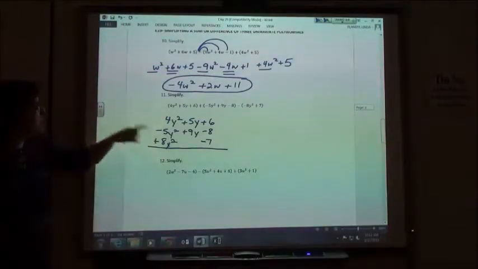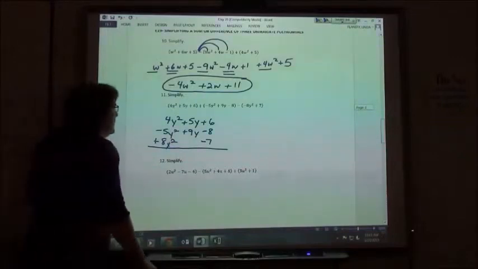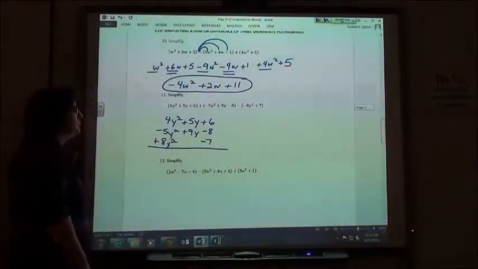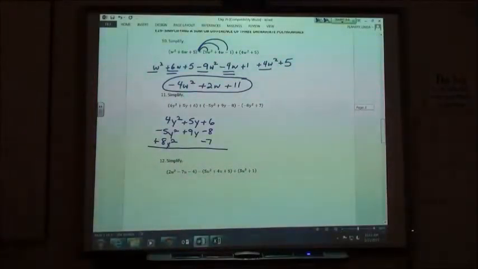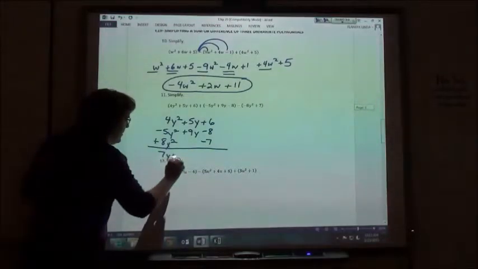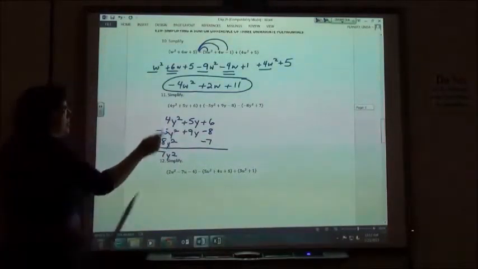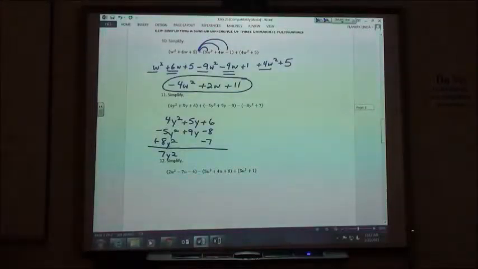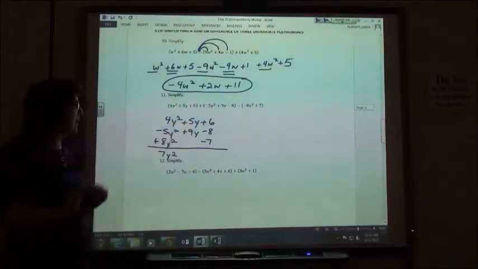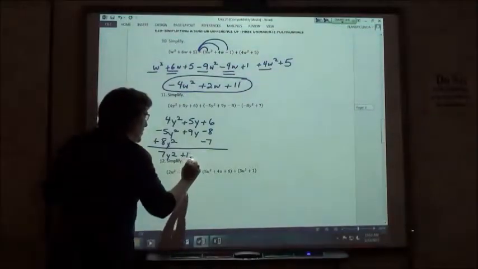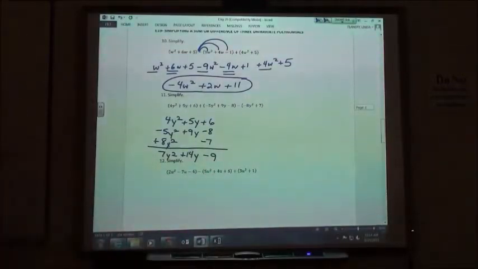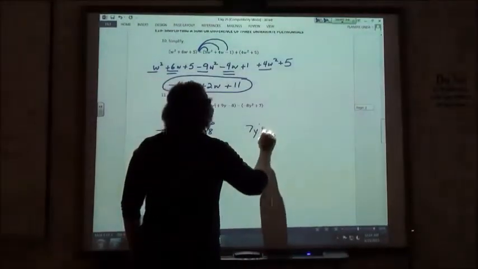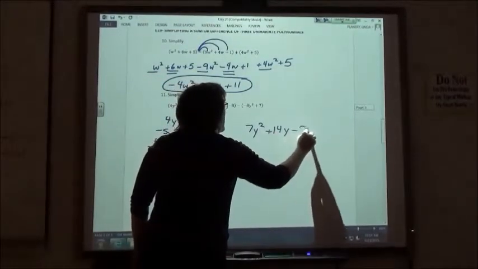4 minus 5 plus 8 would give me negative 9? No, 7y squared. 4 minus 5 would be negative 1. Negative 1 plus 8 is a positive 7y squared. 5 plus 9 is plus 14y, and then minus 9. 6 minus 8 minus 7 would be minus 9. So 7y squared plus 14y minus 9.